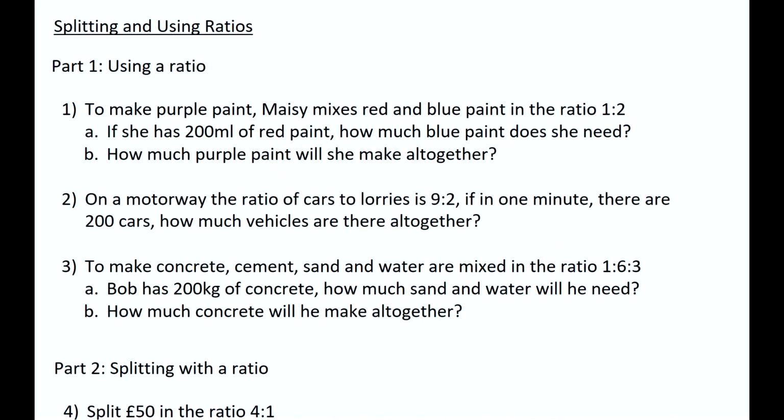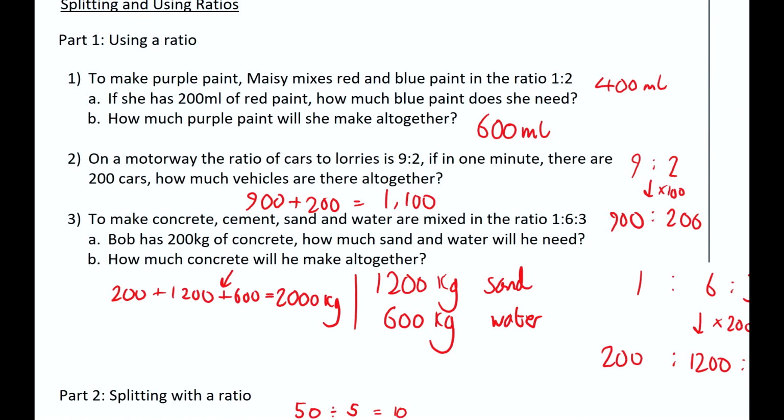So part 1, using a ratio. We have a ratio 1 to 2, and that is red to blue. We've used 200 mils of red paint, which means we must have used 400 mils of blue paint. Part A answer is 400. For the total amount of paint you would make altogether, you want to add these two numbers together. 200 plus 400, you'll make a total of 600 mils. Other answers I will just show. Question 2, you work out there are 900 cars, which means there's 1,100 vehicles altogether. Remember, vehicles means cars and lorries.